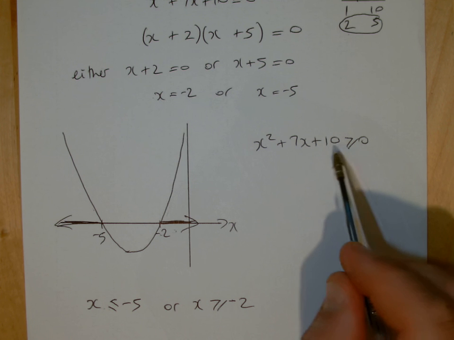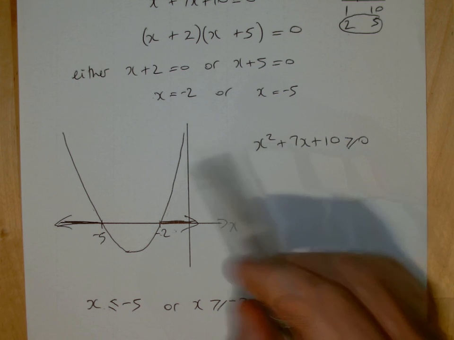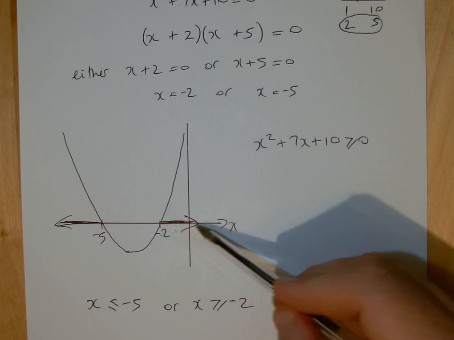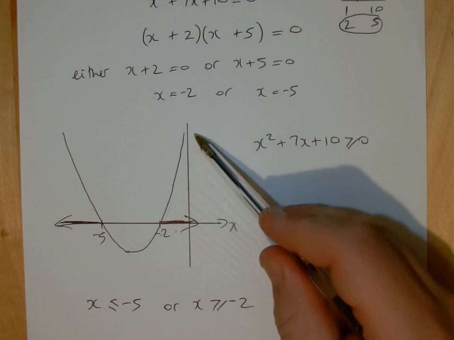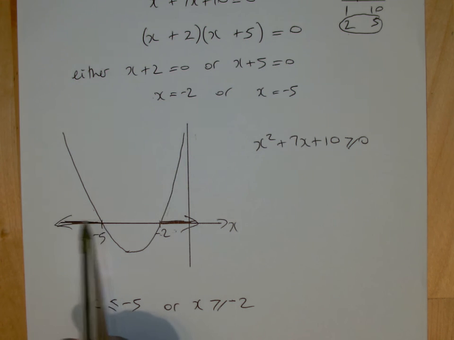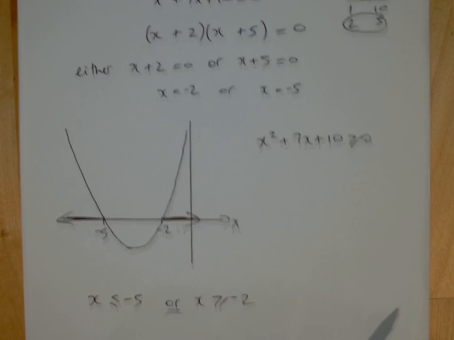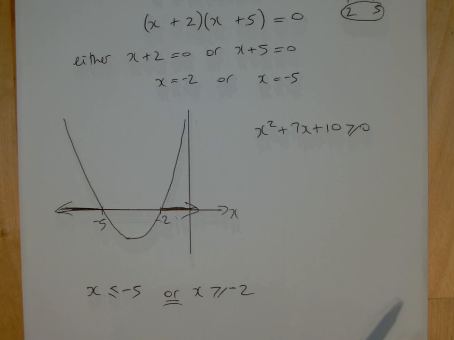In other words, the inequality is positive or 0 when x is minus 2 or more, because we've got positive values of the curve there, or minus 5 or less, because we've got positive values there. So it could be either/or. It's important you put that word "or" in there, and we've solved our inequality.